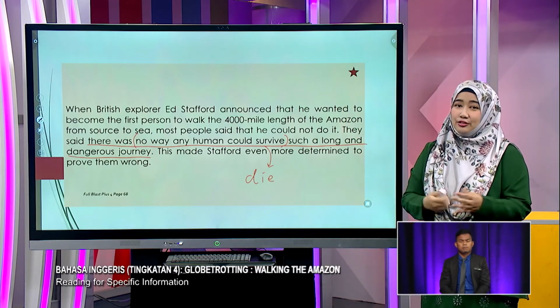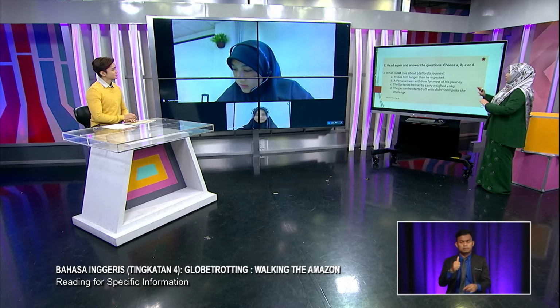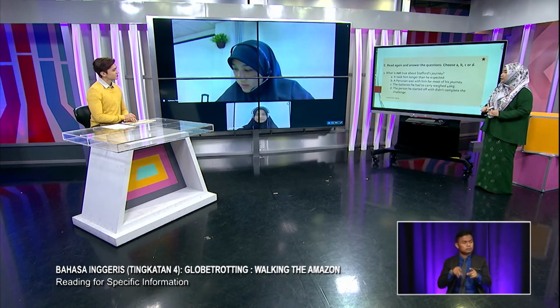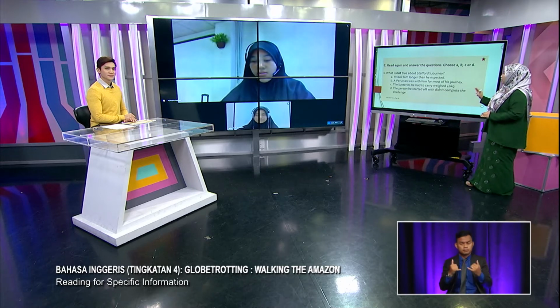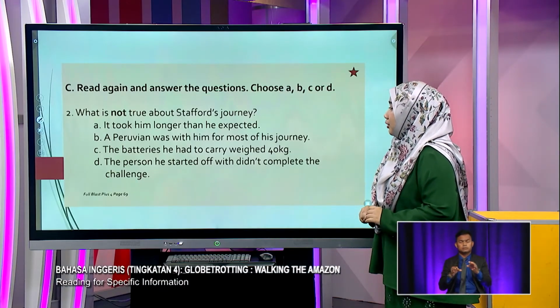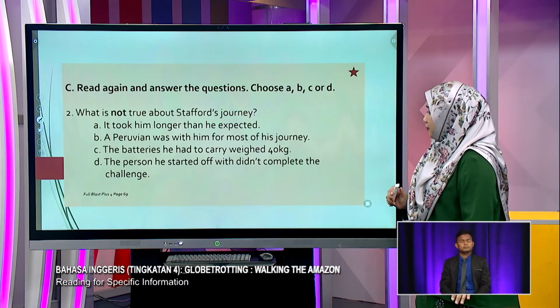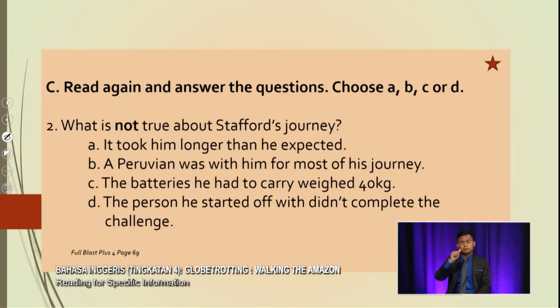Okay, so that's good job, well done to both of you. Next, we have question number 2. What is not true about Stafford's journey? A, it took him longer than he expected. B, a Peruvian was with him for most of his journey. C, the batteries he had to carry weighed 40 kg. And D, the person he started off with didn't complete the challenge.